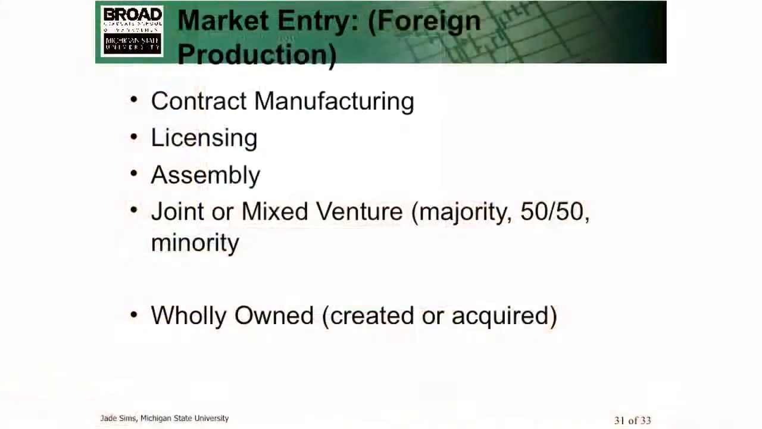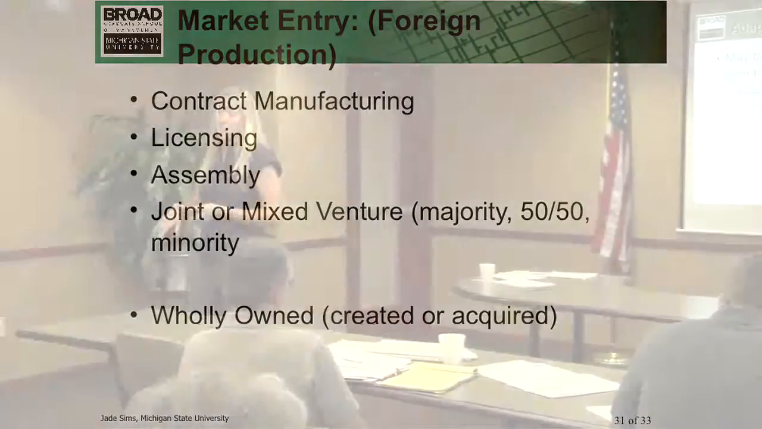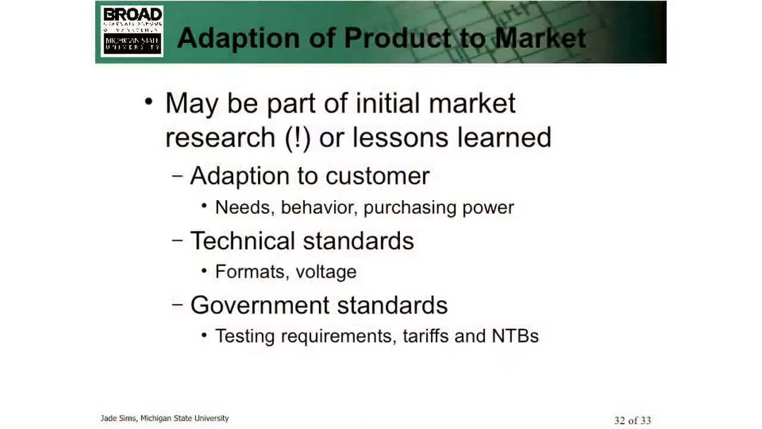So if you're actually getting into foreign production, there might be contract manufacturing, which happens a lot, especially in China. You think about that a lot. There might be licensing or just foreign assembly, joint ventures, mixed ventures. We just discussed a little bit. In some companies or in some countries, there is the opportunity for a wholly owned subsidiary, and in some there is not. We didn't really discuss yet the adaptation of your product to a market.